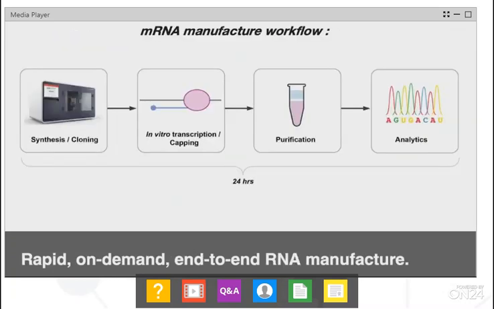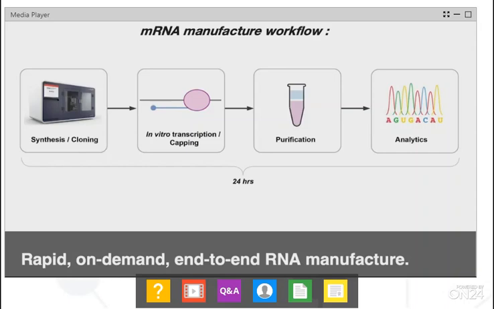And in this case, the first step in our manufacture workflow is the synthesis of DNA sequences of interest. So here we plan to incorporate the DNAScript Syntax instrument to synthesize the sequences on demand. These synthesized sequences then form the DNA template that's used for downstream in vitro transcription reactions that are ultimately followed by purification and analytical verification.